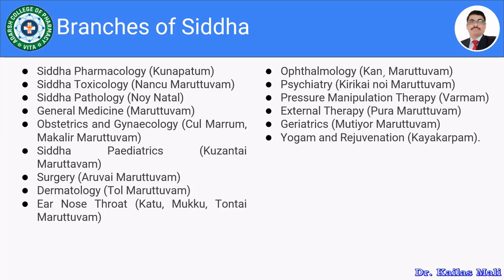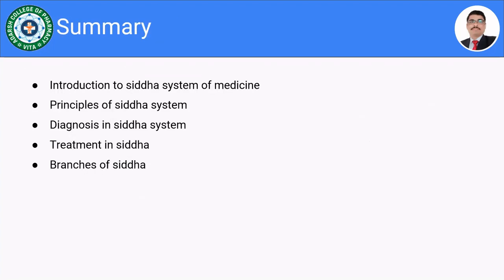Dermatology, Tol Maruthuam, ear, nose, throat, Katu, Mukku, Tonai Maruthuam, ophthalmology, Kan Maruthuam, psychiatry, Kirikai Noi Maruthuam, pressure manipulation therapy, that is Varmam, external therapy, Pura Maruthuam, geriatrics, Multior Maruthuam, and Yogam and rejuvenation, that is Kaya Karpam. So these are the various branches of the Siddha system of medicine.